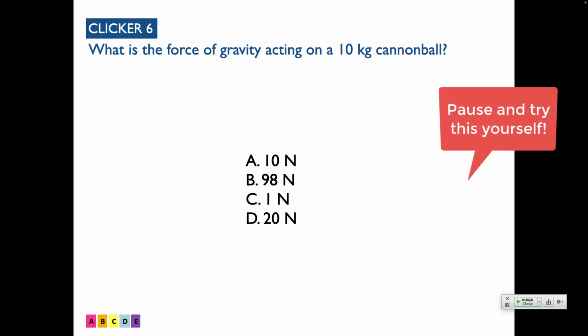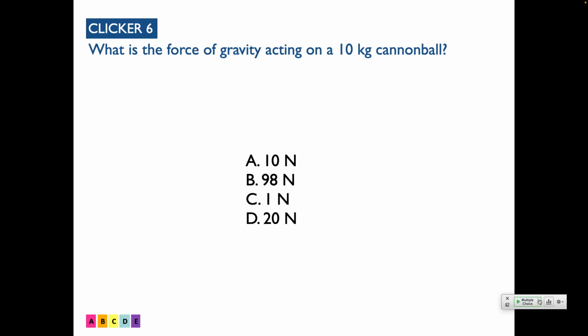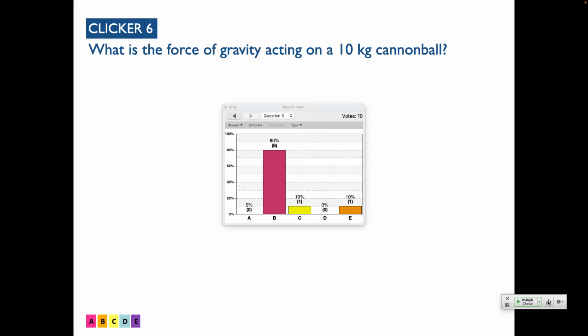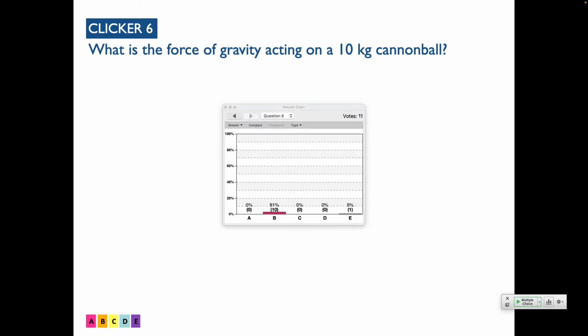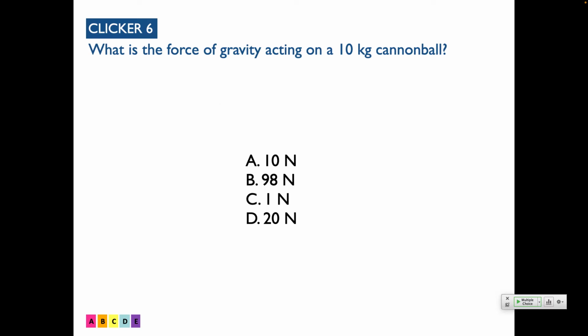Cool. Let's try this out. Okay, try again. All right, the answer is B. And how do we come to that conclusion? Well, we have 10 kilograms, that's M. You multiply that by G, that's 9.8 times 10, and that's 98. All right. Okay, here's a second question.